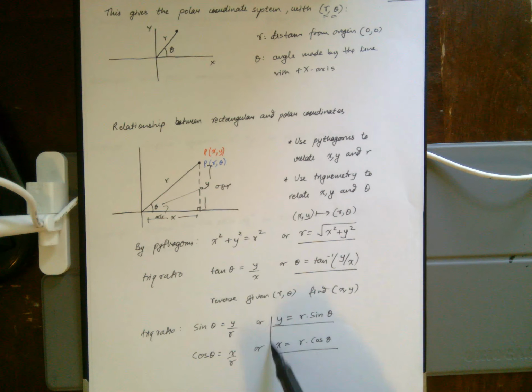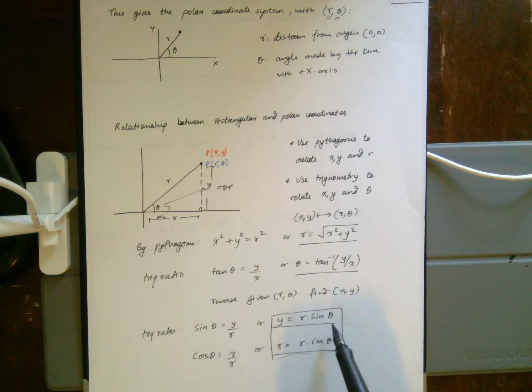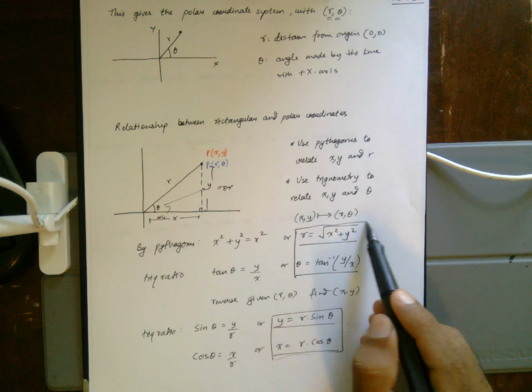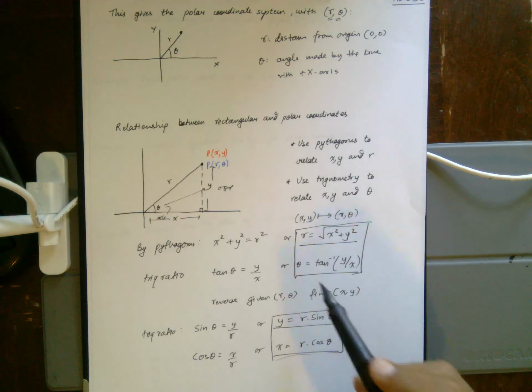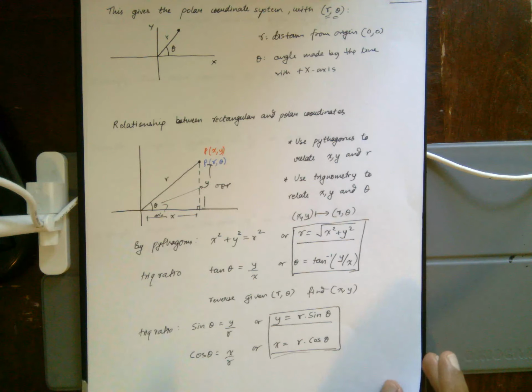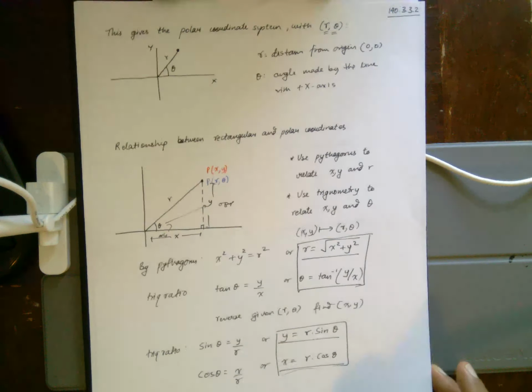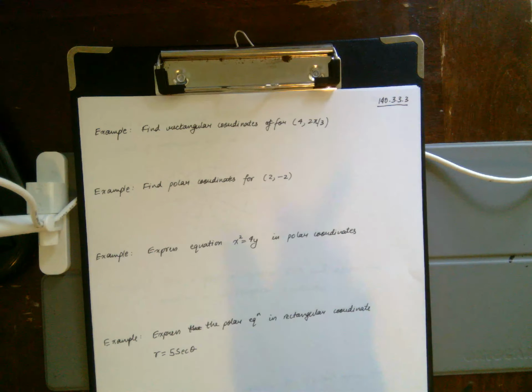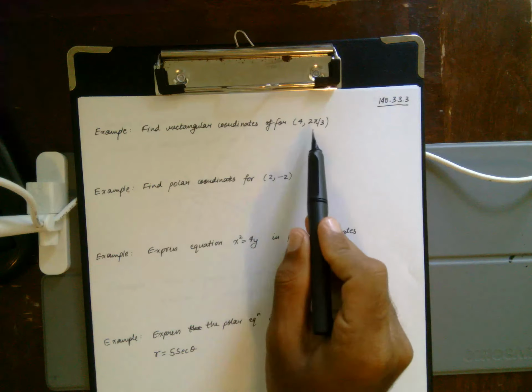So this here gives me a way to go from polar coordinates to rectangular coordinates, and this here gives me a way to go from rectangular coordinates to polar coordinates. So this is purely using trigonometry and one extra result, which is the Pythagoras theorem. So let's apply them. Find the rectangular coordinates for these polar points.